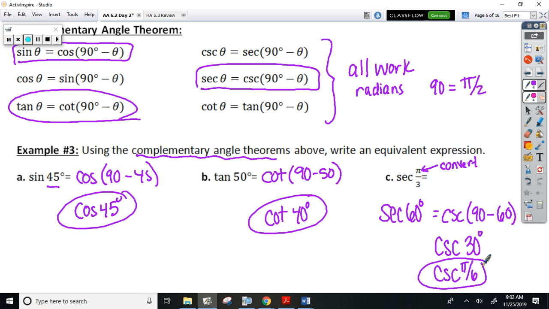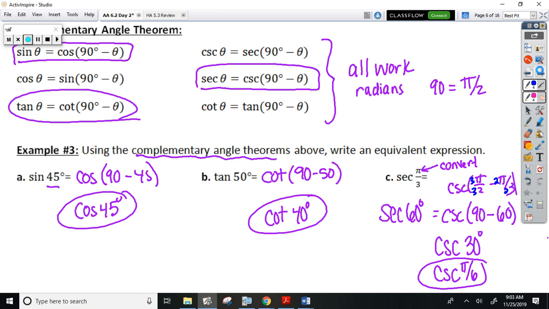Now, if you wanted to leave it in radians, you would have done cosecant of pi over 2 minus pi over 3 instead of 90 minus. In order to add or subtract fractions, you would need a common denominator in case any of you want to do it this way. So you would need to multiply this one by 3 to get 6, and multiply this one by 2 to get 6. You'd have 3 pi minus 2 pi, which is 1 pi. So if you think that's easier, you're welcome to do it that way as well.